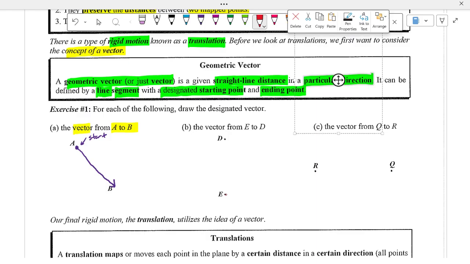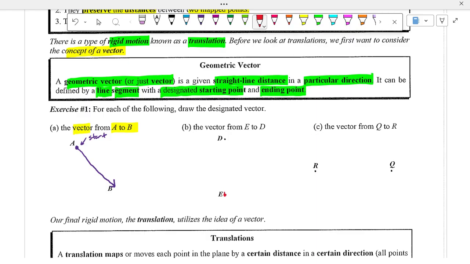So E to D, start at E and go up. All right, take a minute, finish the last one. So do the last vector. Make sure you're looking at where it starts and where it ends.